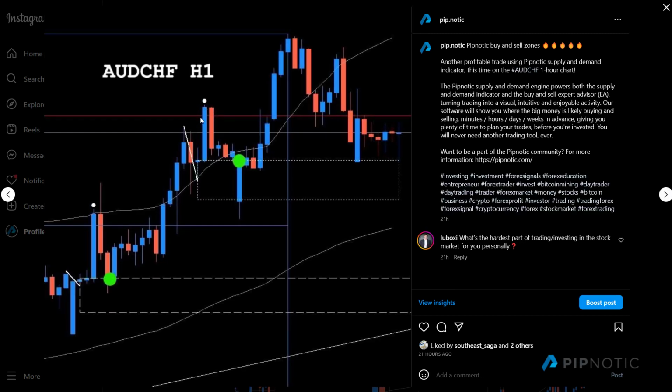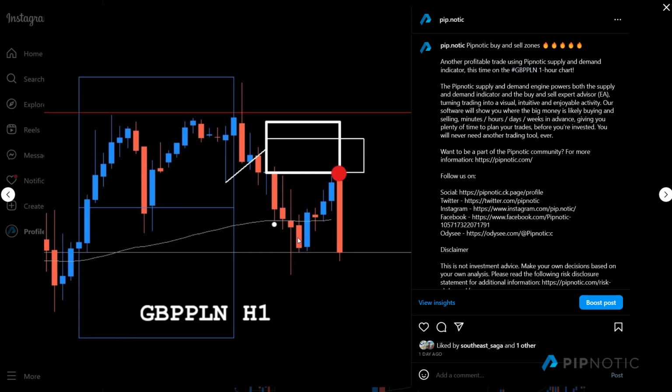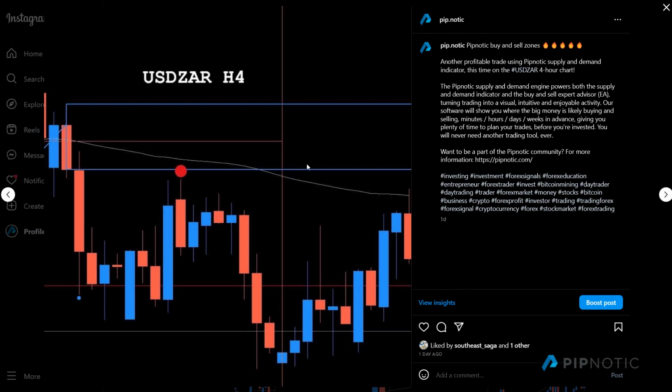This blue candle closed. 1, 2, 3, 4, 5. On the 5th period, 5 hours after the formation of the zone, price tested it and we ran. This one here, 2 periods after formation of this hourly demand, price ran. 1, 2, 3, 4, 5, 6, 7, maybe 8 periods after the formation of this hourly supply, price runs. This happens all the time. 8 periods after the formation of this 4-hour supply, price runs.